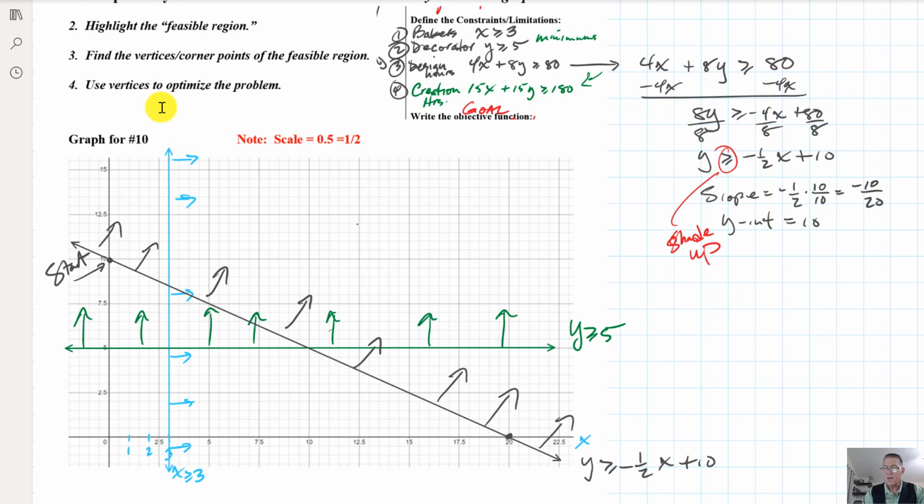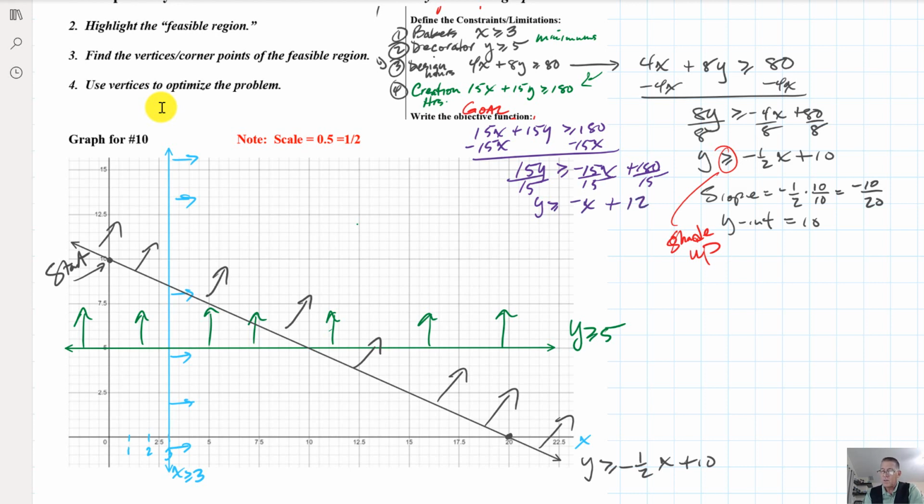So the fourth one. I'm going to take 15x plus 15y is greater than or equal to 180. I'm going to divide everything by 15. Well, you know what? I'm going to subtract 15x first. I'm going to get it in slope-intercept form. So I have 15y is greater than or equal to negative 15x plus 180. Divide everything by 15. And y is greater than or equal to negative x, plus maybe 12.